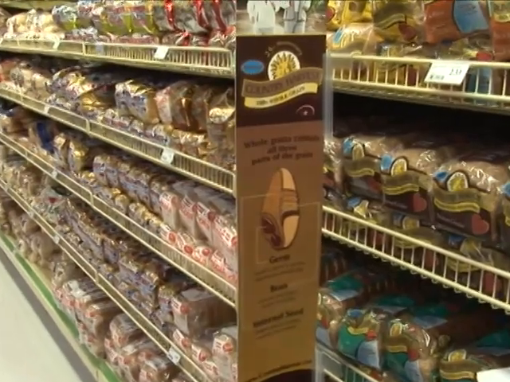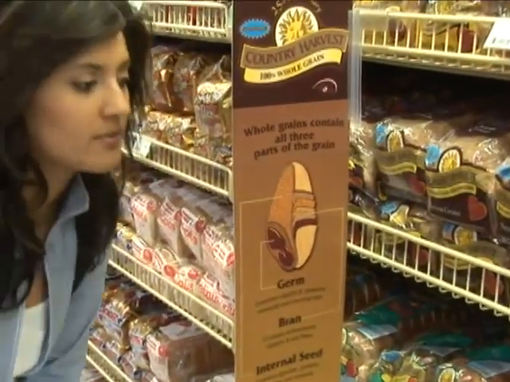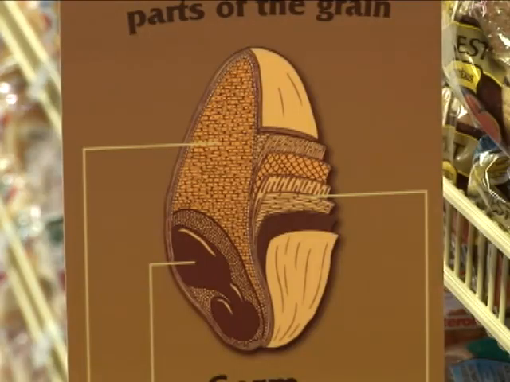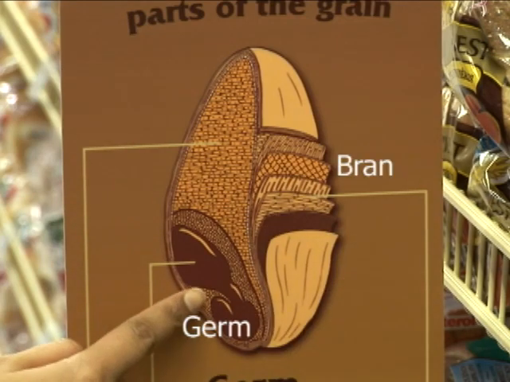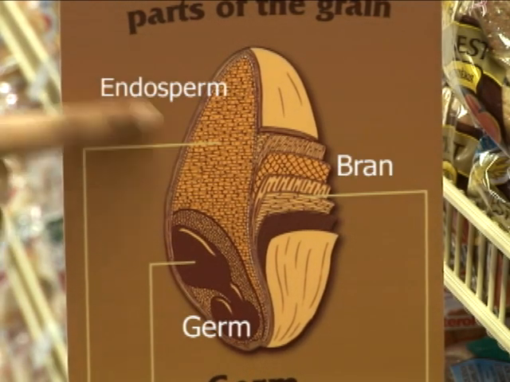But what about whole grains, and what exactly is a whole grain? Whole grains contain all three parts of their kernel: the bran, the germ, and the endosperm. If any part of the grain is removed during processing, it is no longer called a whole grain. Examples of whole grains include whole wheat bread, corn, oats, barley, brown rice, and wild rice.